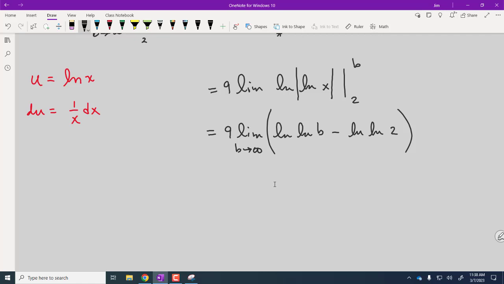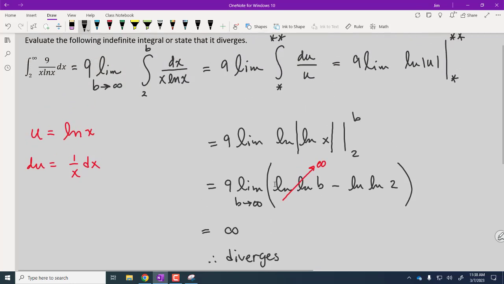And what does natural log of b go to as b goes to infinity? Infinity. A natural log of something going to infinity is infinity. So this part definitely is going off to infinity. And if you subtract off a constant, that's not going to change anything. So we are going to get infinity. So therefore, we have an integral that diverges.